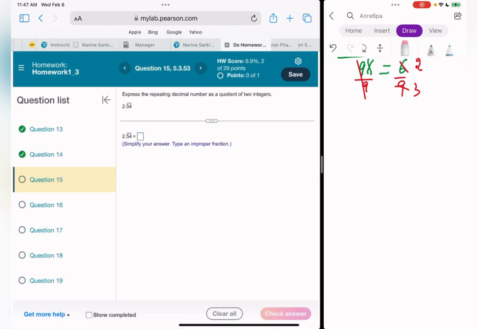Moving to number 15. Here we have 2-decimal notation repeating. How are we going to solve in this case? It's going to be a little bit different because we have 2 decimals, so you are multiplying by 100, not by 10. We have 2.54 repeating. Let me write down x is equal to 2.54 repeating.